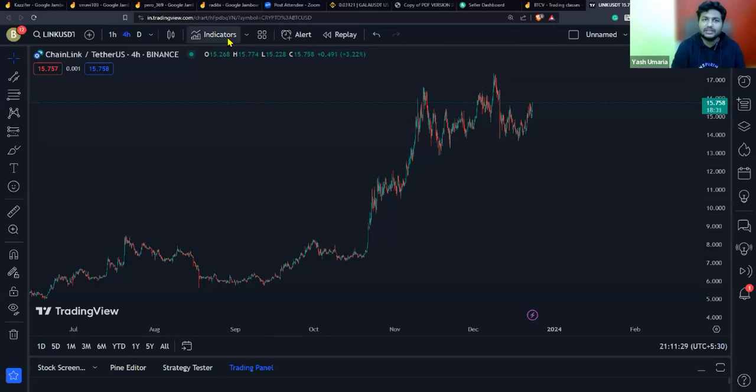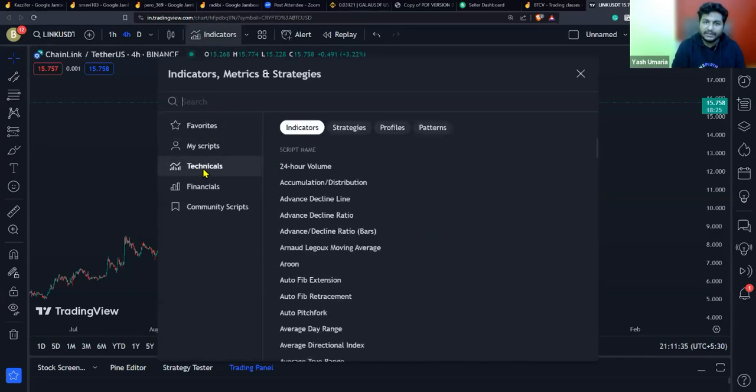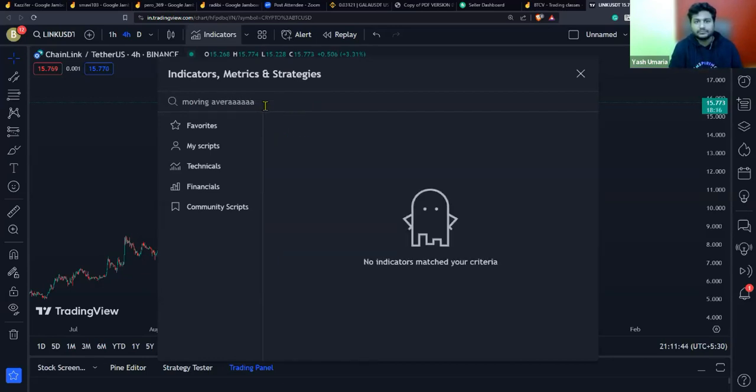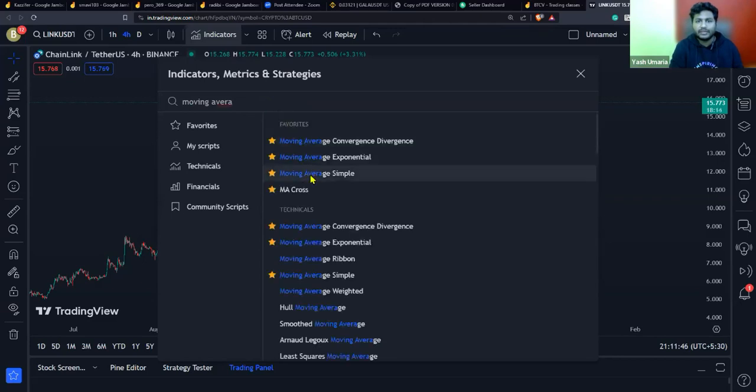So again, after that, how do you put an indicator? It's very simple. You see, there is an option called indicators. You have to click on it. Then you go into the technicals, and here just write moving average. Moving average, so I'm going to use this one. Moving average, simple. That's it. We are using simple moving average.